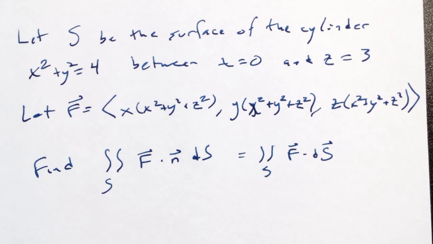Maybe heat. But the vector field is really ugly, so I'm pretty sure that's not heat. x times the quantity x squared plus y squared plus z squared. y times the quantity x squared plus y squared plus z squared. And z times the quantity x squared plus y squared plus z squared. This is a disgusting looking vector field. I will learn to live with it. If I want to do this as a surface integral, what do I do?